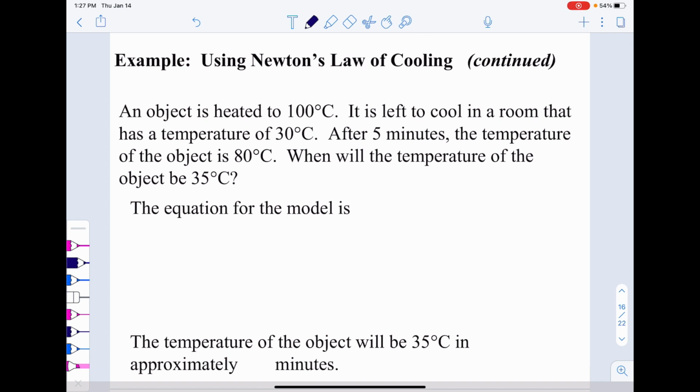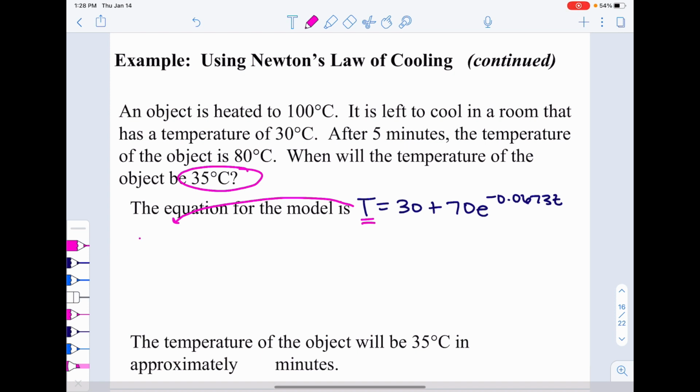All right, so if we go back to our original model, our equation that we had was T equal to 30 plus 70e to that ugly negative 0.0673t. And now they want to know when will the temperature of the object be 35 degrees Celsius. So I want to know when our temperature T is going to be 35. That means 35 is equal to 30 plus 70e to the ugliness. And now we have to figure out how much time is going to go by to hit that 35 degrees Celsius. So solve that out.